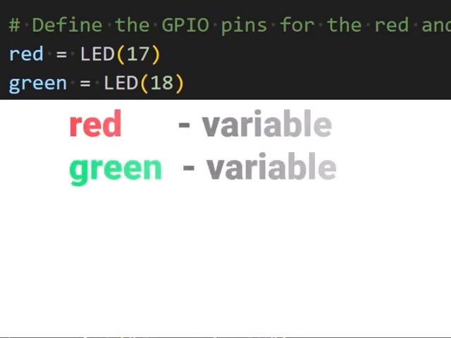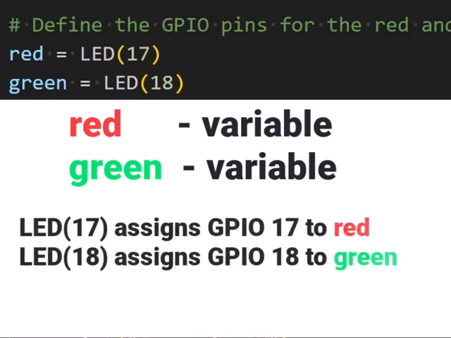Here we define two variables, red and green, which represent the two LED objects. We assign GPIO 17 to the red LED and GPIO 18 to the green LED. Notice that we've named the variables according to the colors of the LED they control. It's important to use meaningful variable names as it makes the code easier to read and troubleshoot.